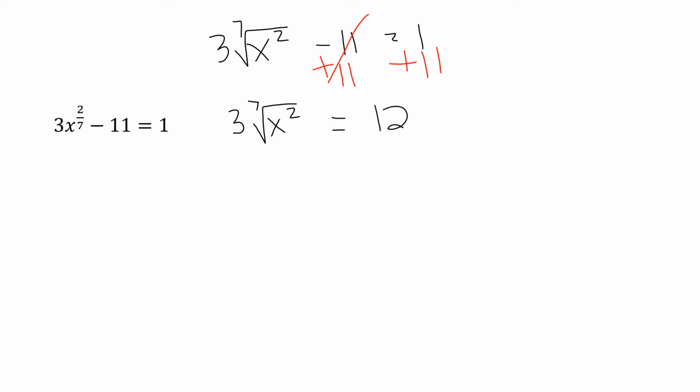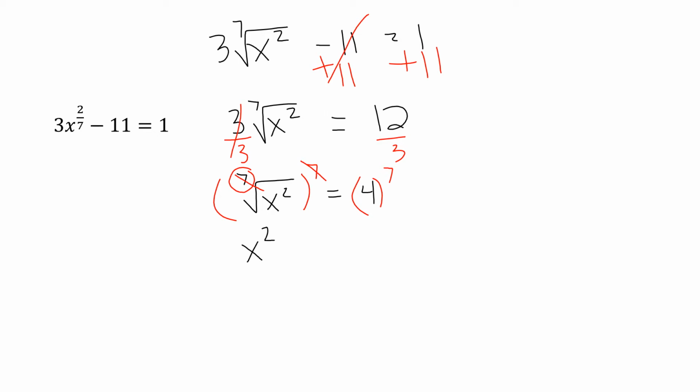Now I can focus on the number in front. I'm going to divide by 3 on both sides, which brings us to the 7th root of x squared equals 4. So if you have a 7th root and you're trying to get rid of it, you're just going to raise both sides to the 7th power, right? The 7th root and the 7th power cancel each other out. Now we've got x squared equals 4 to the 7th power, 16,384.